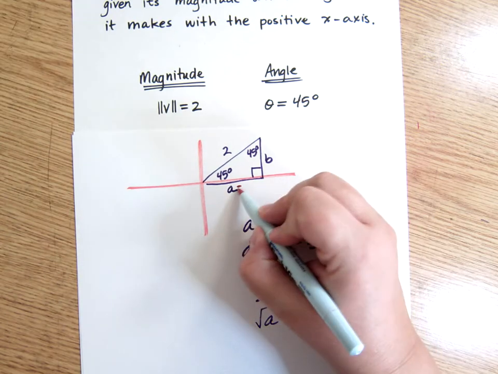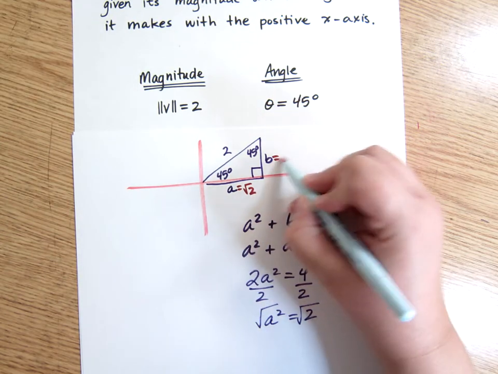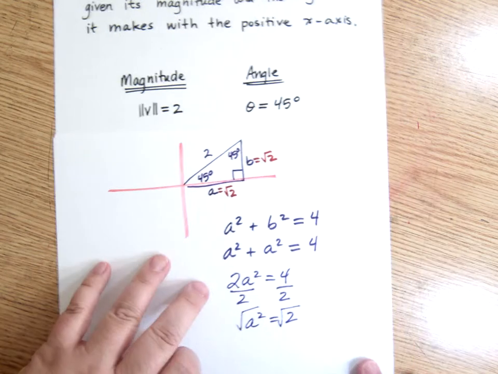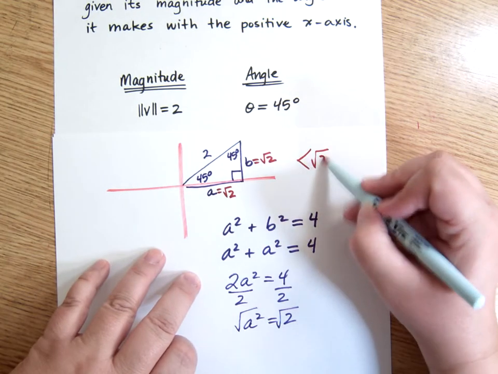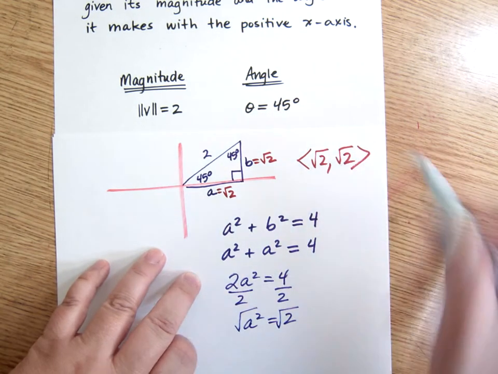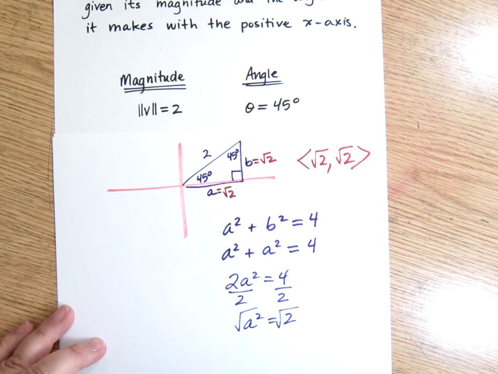So this is going to be the square root of 2, and this is going to be the square root of 2. So my component form is square root of 2, square root of 2. And the angle it makes with the positive, oh, given its magnitude. Okay, I was about to say, we don't need to find the angle, we already have it. I was misreading. All right, next one.